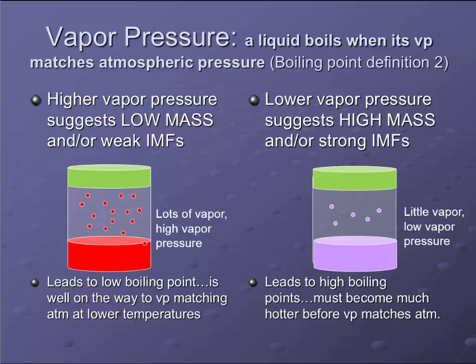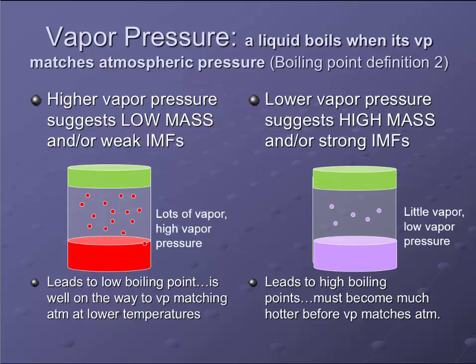So let's compare two different liquids. The red liquid has a higher vapor pressure. Note the larger amount of vapor, and thus a higher pressure, above that liquid. This suggests that this is a low mass substance, or it has very weak IMFs. This red liquid is going to have a low boiling point. That's because it's already well on the way to its vapor pressure matching atmospheric pressure at this temperature.